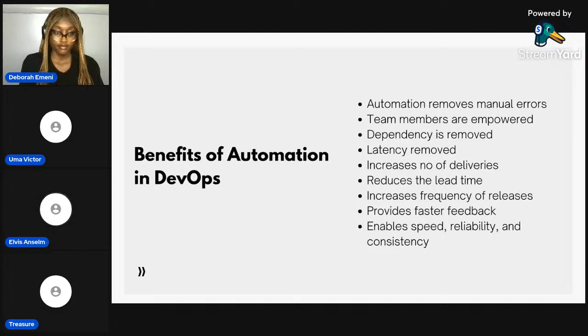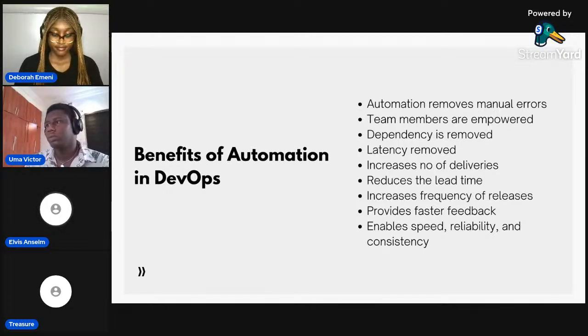Latency is removed. There will be an increase in the number of deliveries when systems are automated. Right, they will deliver when they are supposed to deliver. You reduce the lead time. You increase the frequency of releases. You provide faster feedback. Right, you get feedback faster when things are automated.